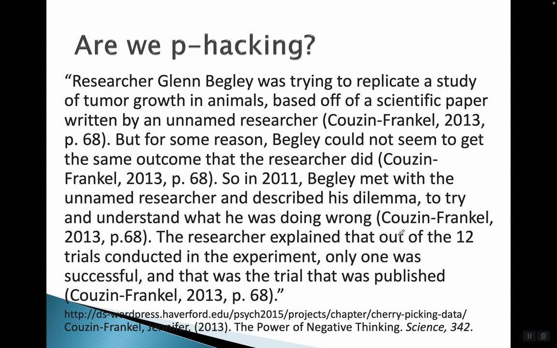For example, researcher Glenn Begley was trying to replicate a study of tumor growth in animals based off of a scientific paper written by an unnamed researcher. But for some reason, Begley could not seem to get the same outcome that the researchers did. So in 2011, Begley met with the unnamed researcher and described his dilemma to try and understand what he was doing wrong. The researcher explained that out of the 12 trials conducted in the experiment, only one was successful, and that was the trial that was published. No, you cannot do that. That's a wrong thing to do. That's unethical. Don't do that.